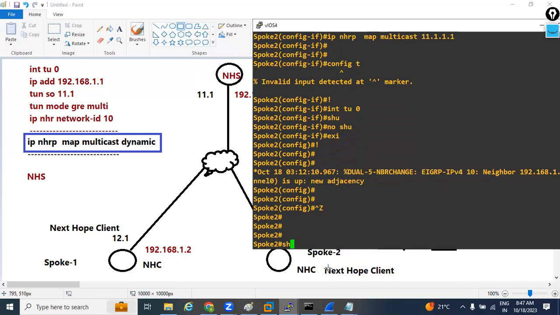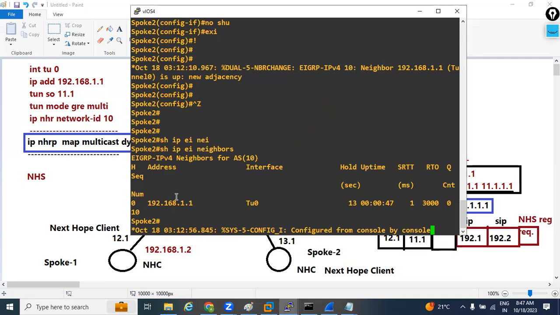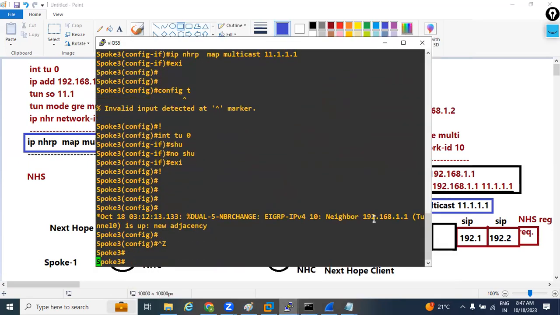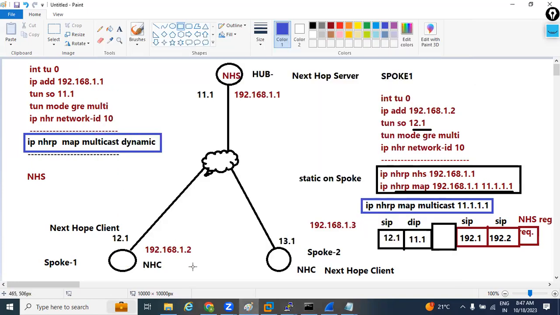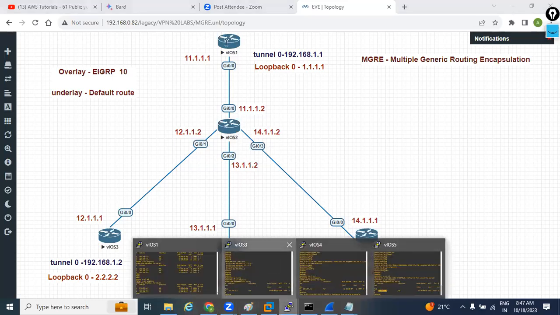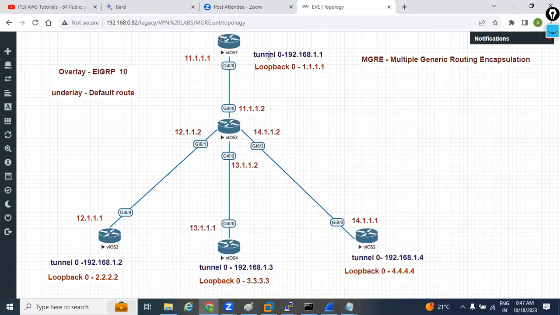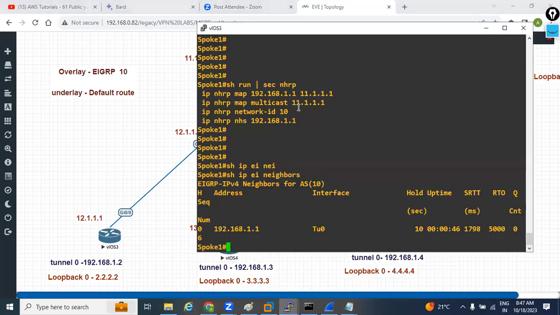Same on spoke 2. Show IP NHRP neighbor. This is again the hub at 192.1, and the same again on spoke 3. Show IP NHRP neighbor. Agree? Now, next solution is what? Just advertise their LAN networks. Let's get back to spoke 1. Today, I'll not advertise anything about this, let it be. I'll just talk about the spokes here.